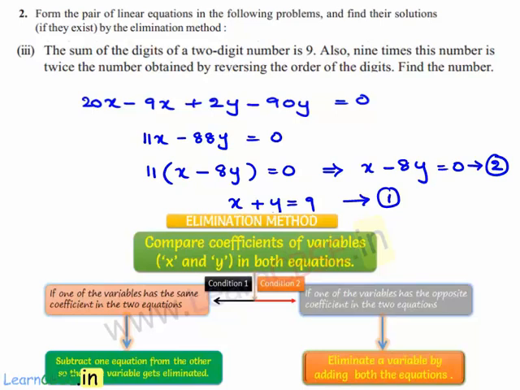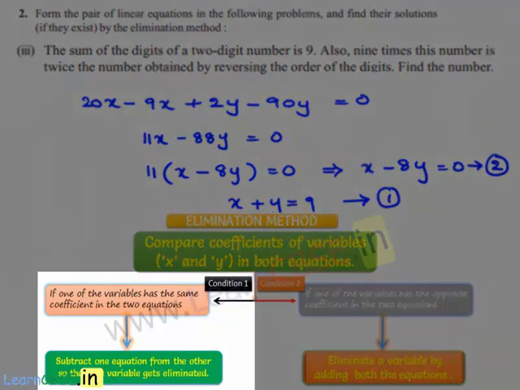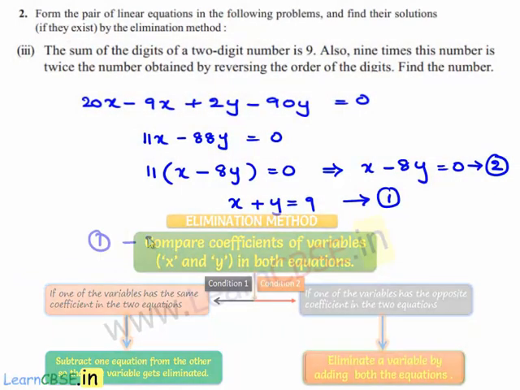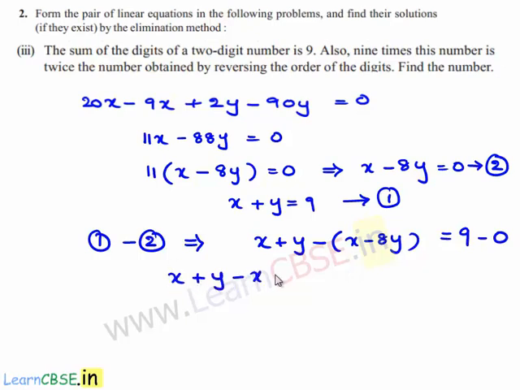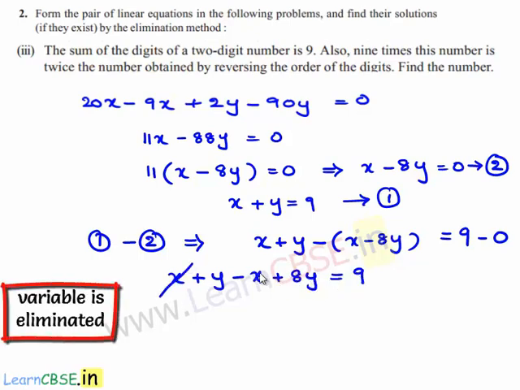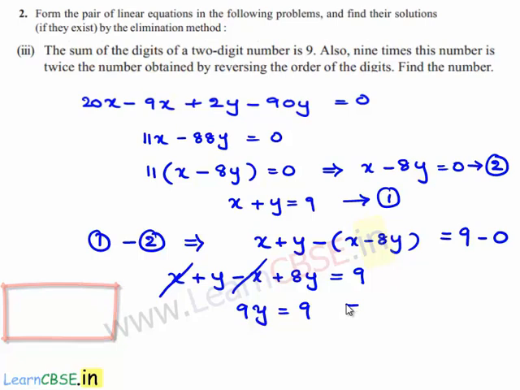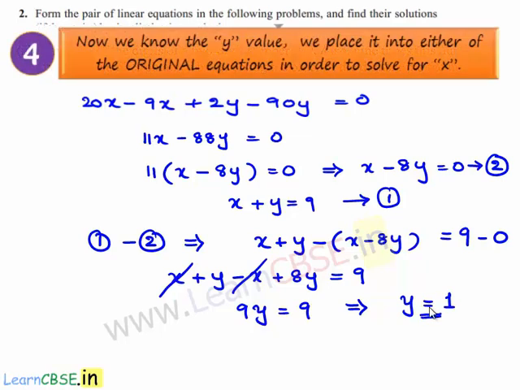So in order to obtain the value of X and Y by elimination method, we need to subtract equations 1 and 2. So first equation minus second equation implies X plus Y minus of X minus 8Y is equal to 9 minus 0. This implies X plus Y minus X minus of minus 8Y is plus 8Y. 9 minus 0 becomes 9. Plus X and minus X would be cancelled. Y plus 8Y is 9Y is equal to 9. So Y will become 1. So the value of Y is found to be 1.